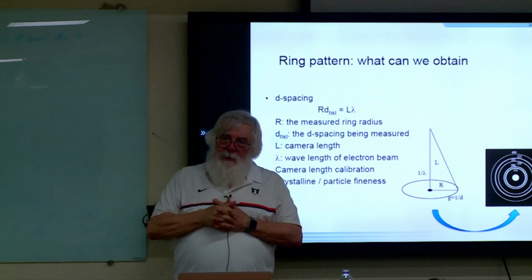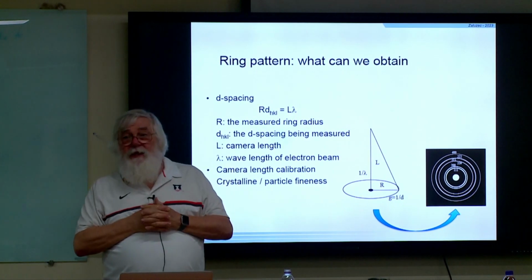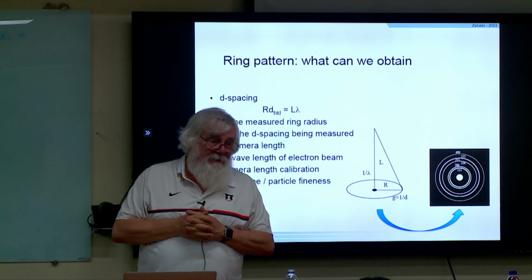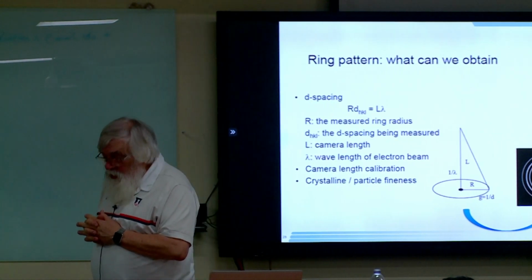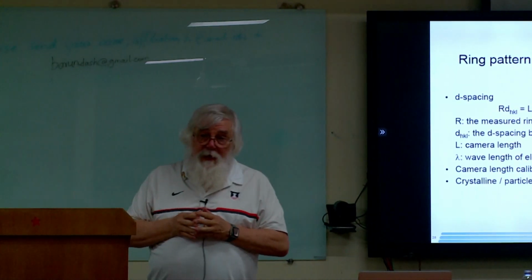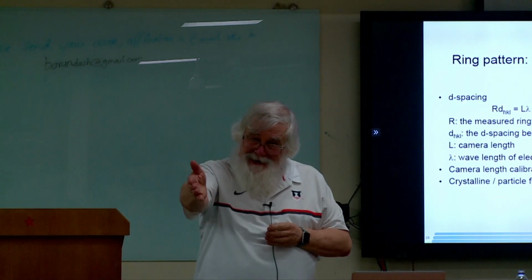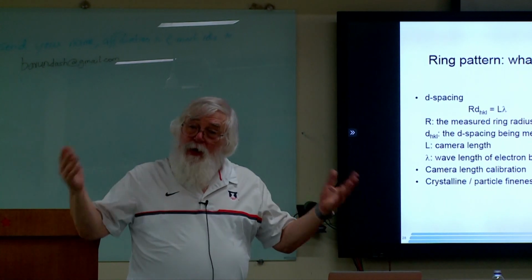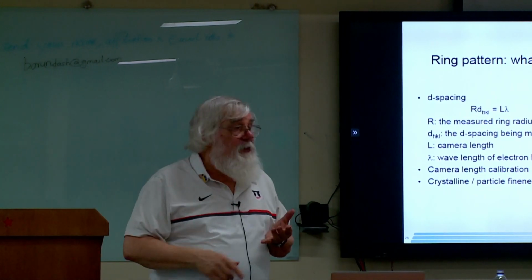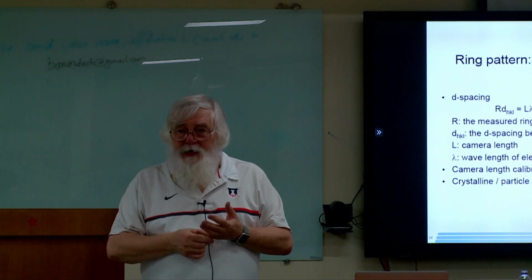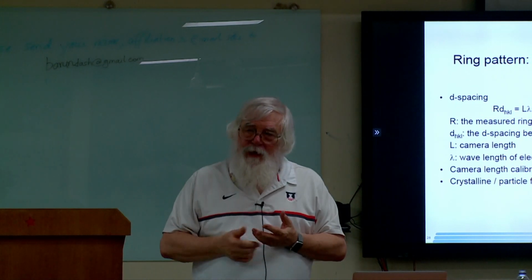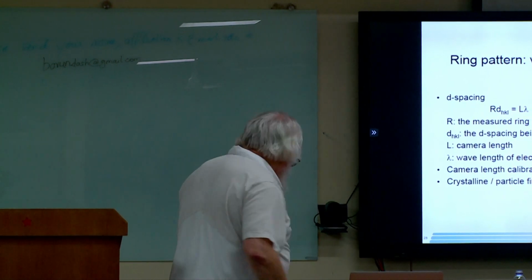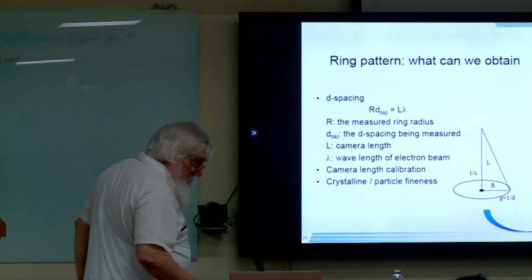So what did I just go wrong there? Somebody just told me what the camera length is. Don't trust it. Okay? So what you're going to do first is calibrate. Exactly. Good. So how do you calibrate? You get a material that you know. You can easily buy polycrystalline gold, polycrystalline aluminum, some sort of pure element that you know the d-spacing for. Okay?